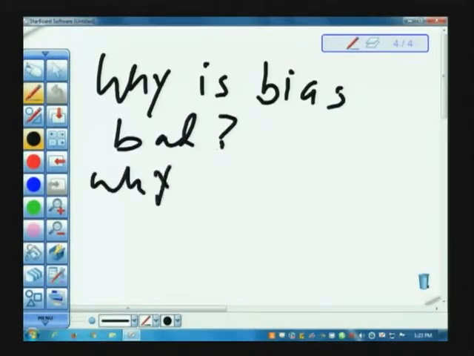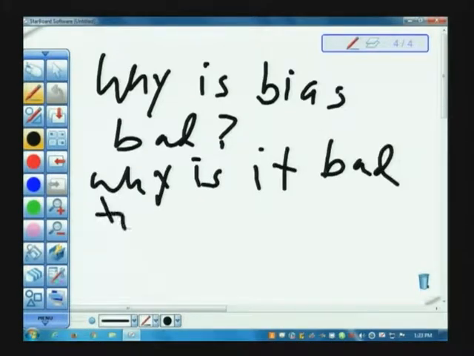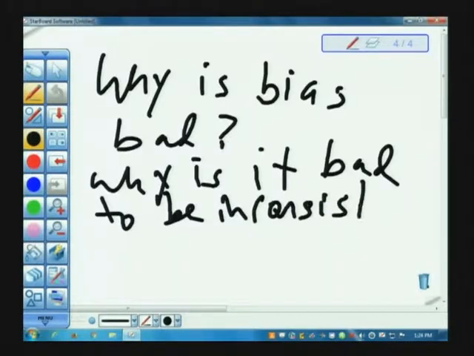Why is it bad to be inconsistent? Yeah, it shows that maybe you're not doing your homework, you're not really thinking, you're not being reflective. But why do you want to be reflective? I just keep on going around and around. See, like, what's the point of all this? We got bias, we got this sort of being inconsistent. Let me go back here for a second.